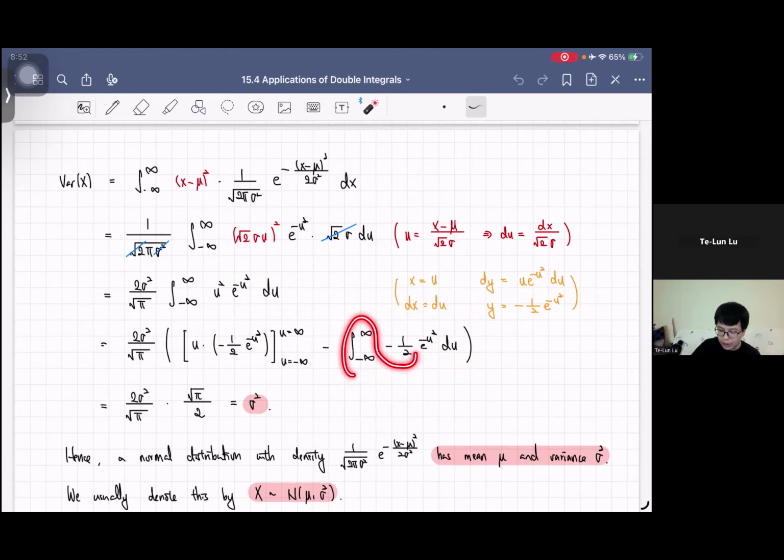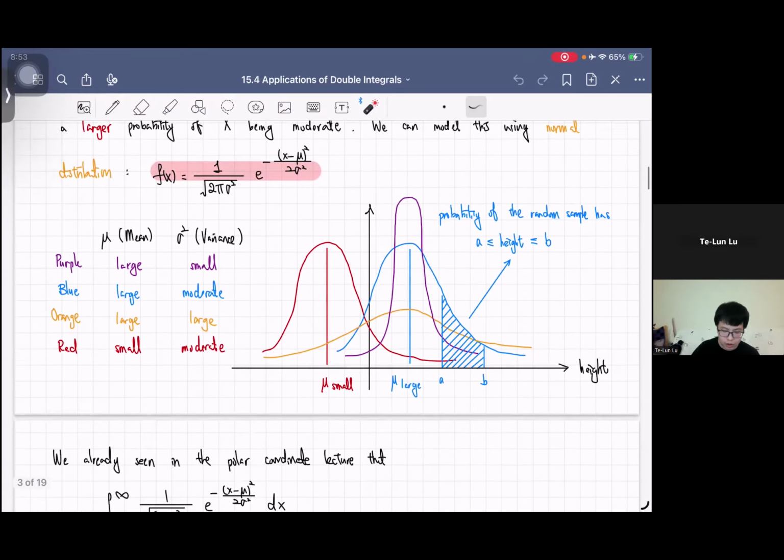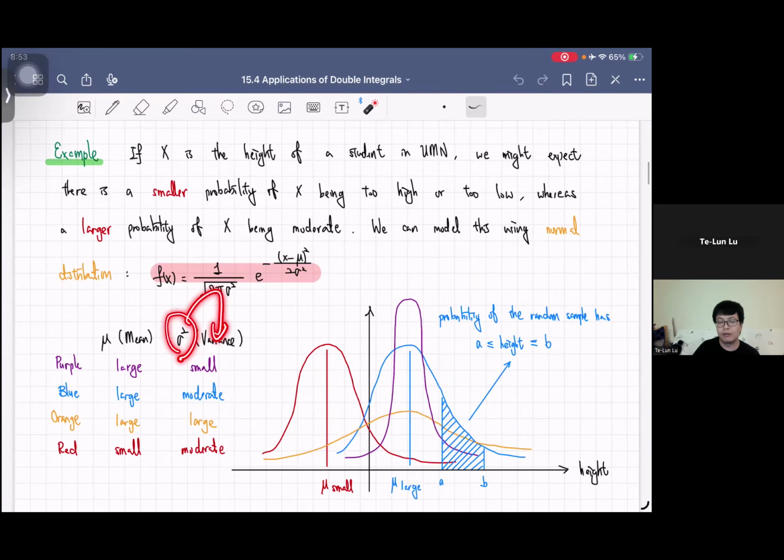And again, we know that this integral is root pi. We have done this a million times. So you have 2 sigma squared over root pi times root pi divided by 2, and that gives us sigma squared. So indeed, as I mentioned, the parameter sigma squared reflects the variance of the normal distribution. When sigma is larger, the average distance of the values x from the mean is larger, so you have this highly spread diagram. And when sigma is small, all values are concentrated towards the mean, so it looks like this peaked distribution.